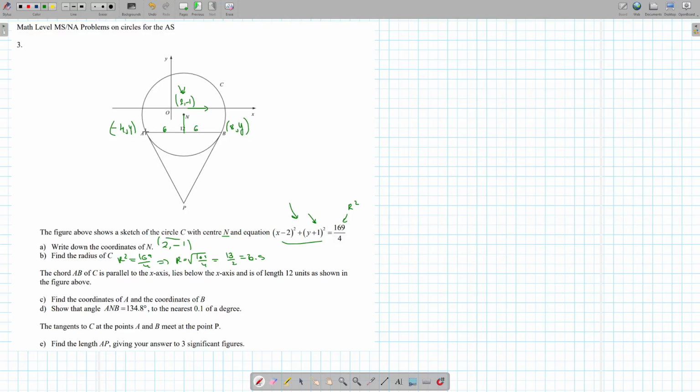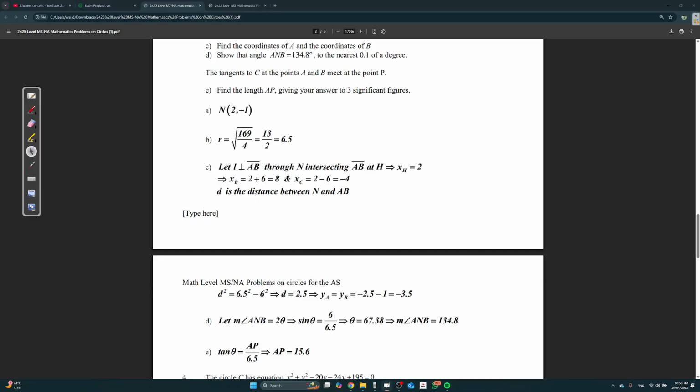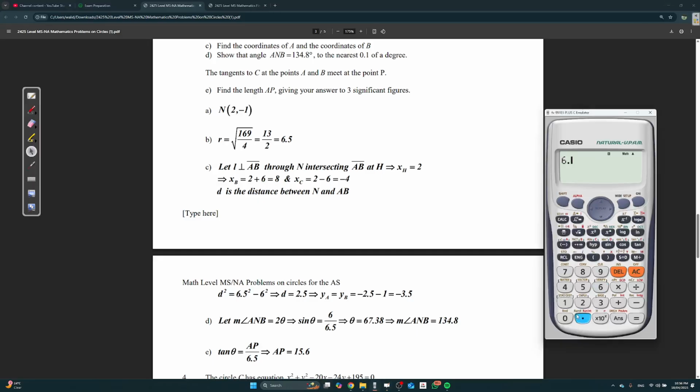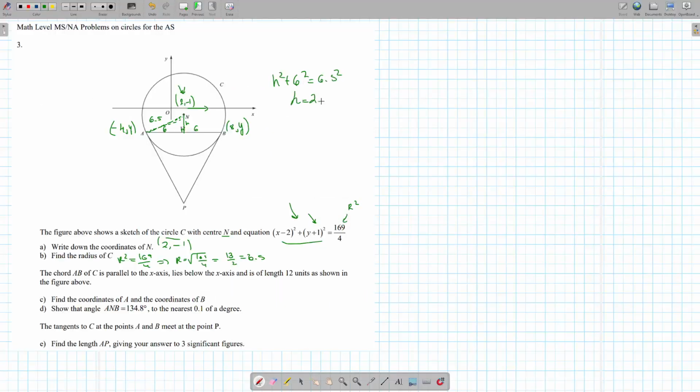Look here. We know that this radius over here is 6.5. We found this radius, it's 6.5. We know the base is 6. Using Pythagoras theorem, and we know this is a right triangle, can't I find what h is? Yes, I can. So h squared plus 6 squared is equal to 6.5 squared. So h squared, let's find it. 6.5 squared minus 6 squared, then radical, you get 2.5. So h is equal to 2.5.